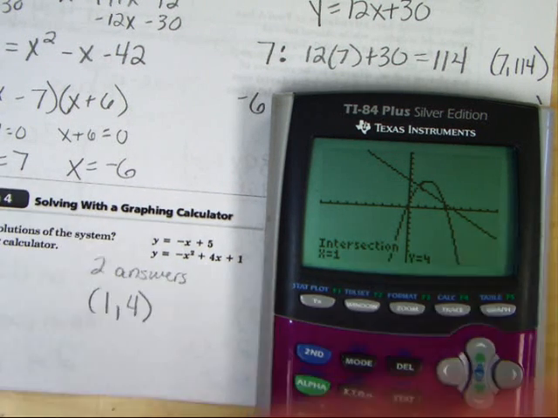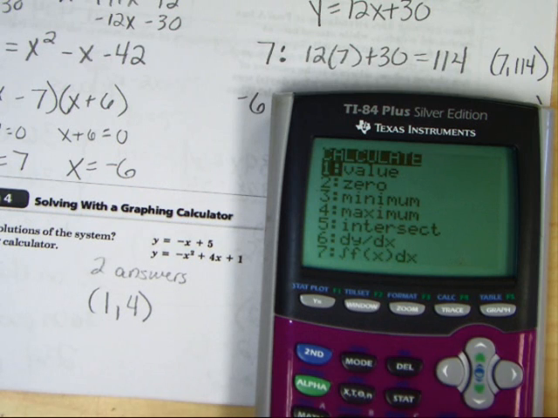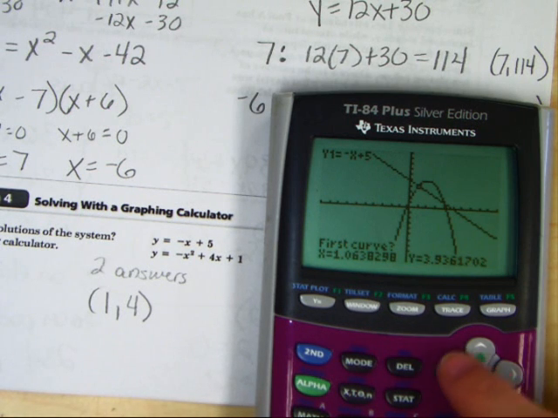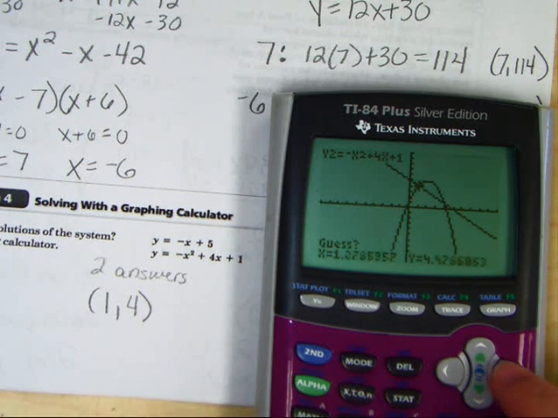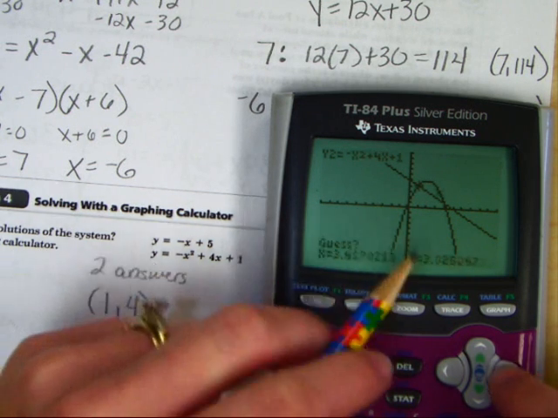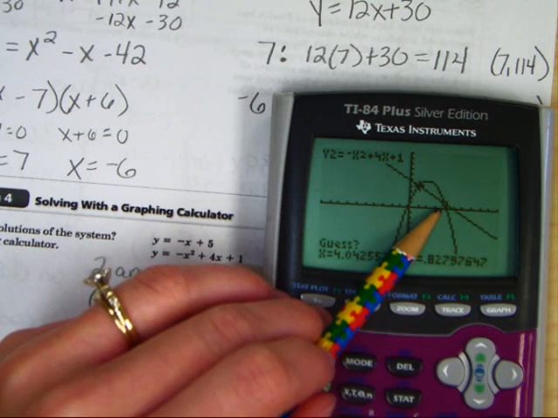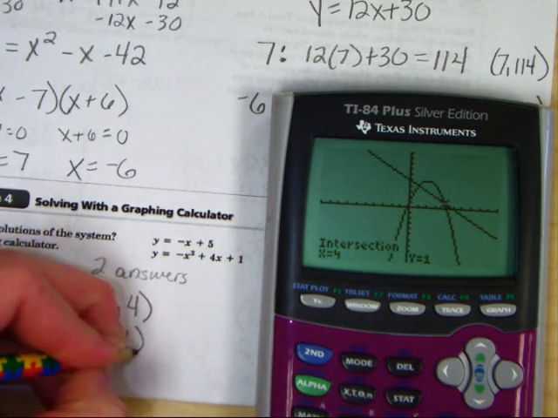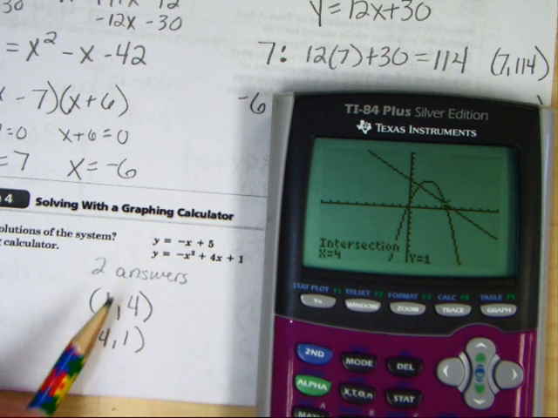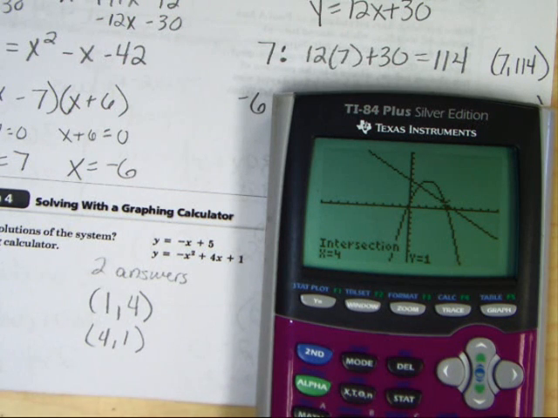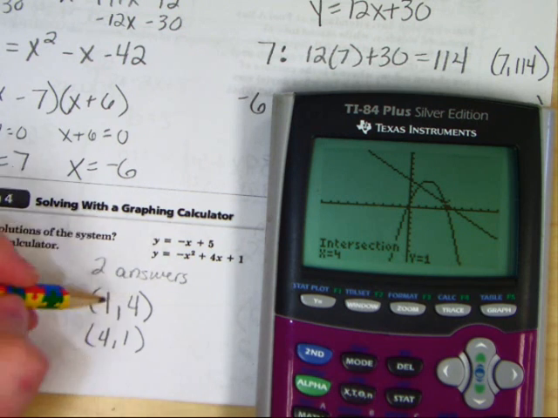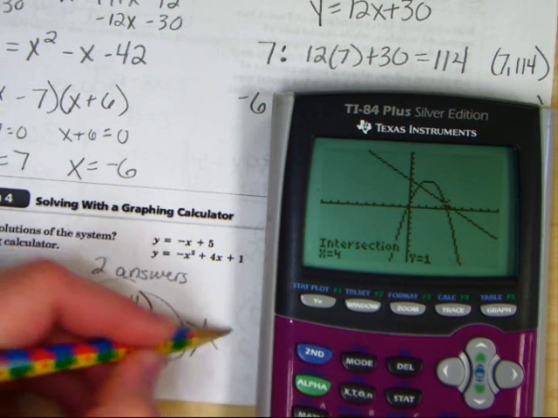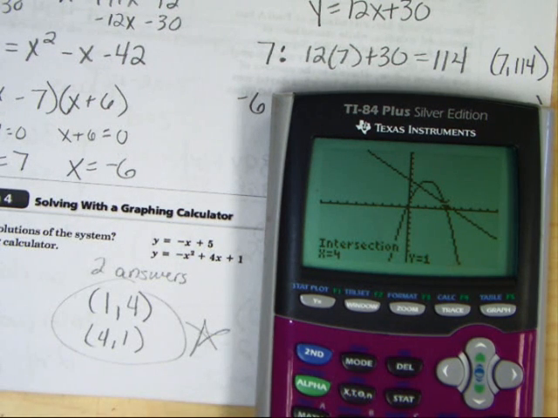Now let's try the next one. You hit second calc. You select number 5. Is it blinking on the straight line? Hit enter. Is it blinking on the parabola? Hit enter. But this time scroll over to the other point and hit enter. That answer is (4, 1). Please do not make the mistake of thinking that they will always be the exact opposite of each other. But these are your two answers, and they just so happen to be opposites of one another.